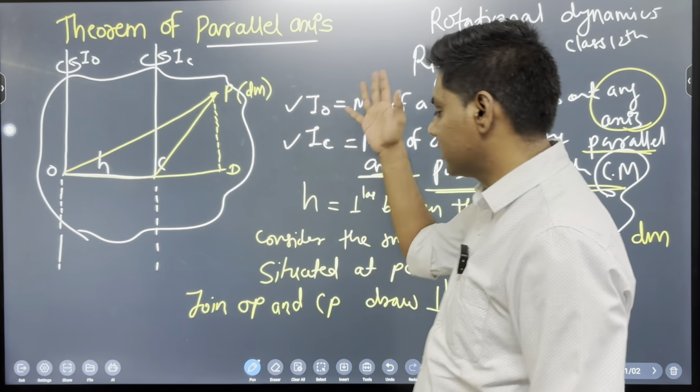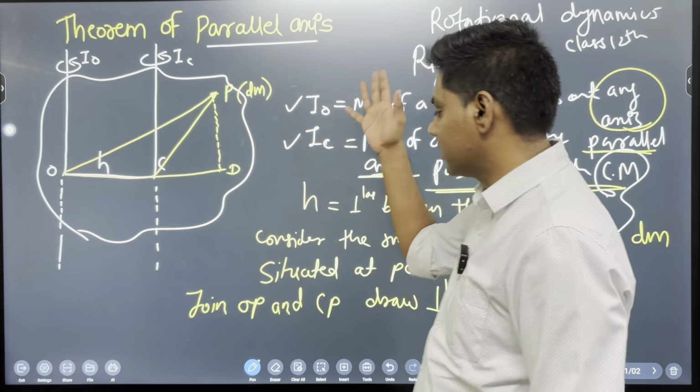So how to read the diagram? Very easy. We consider there are two axes. The first axis is the axis about any point, and the next one passes through the center of mass, parallel to the previous axis. What is IO? The moment of inertia of the rigid body about any axis. Then what is IC? The moment of inertia about the parallel axis passing through the center of mass. What is h? h is the perpendicular distance between the two axes.